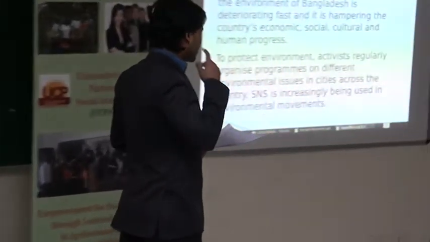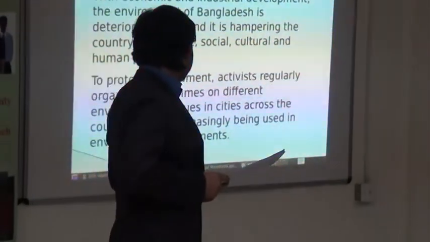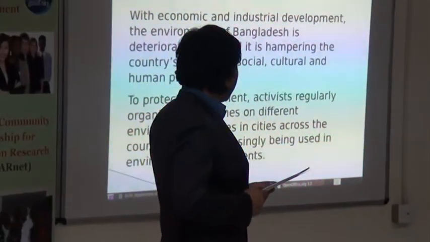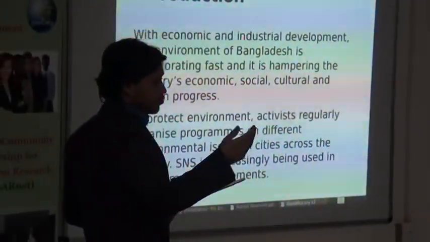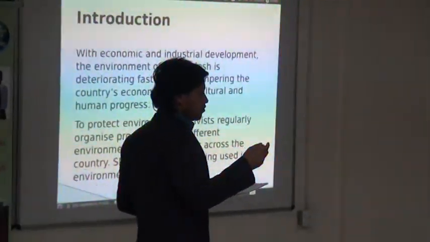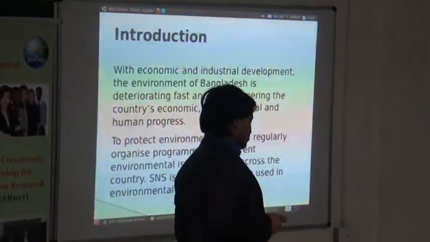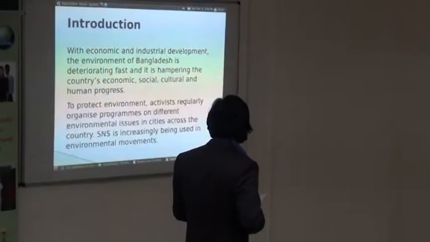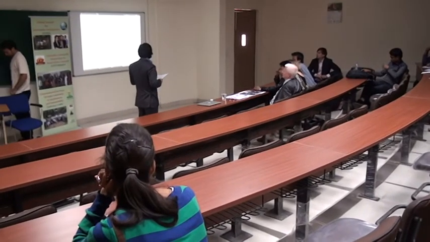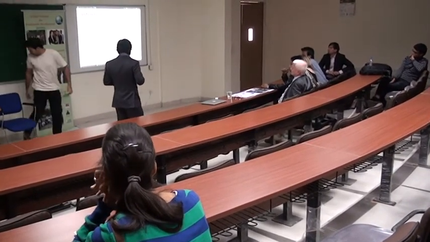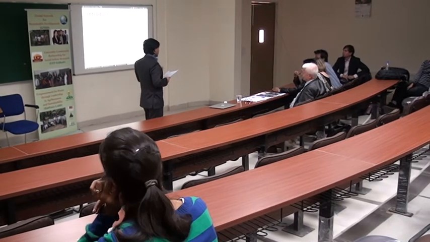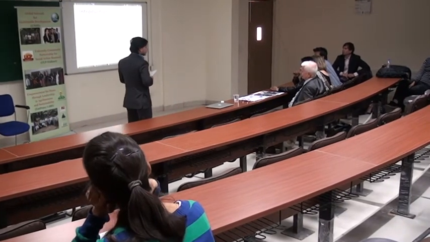Environmental movements and social networks in Bangladesh. As you know, Bangladesh is the most vulnerable country to climate change impacts. And the experts say that the coastal area of the country is going to be submerged if global warming continues. However, the economic and industrial development of Bangladesh is generally fast, and it's hampering the country's economic, social, cultural, and human progress. And as a result, the capital of Bangladesh, Dhaka, is listed as the worst livable city in the whole world.